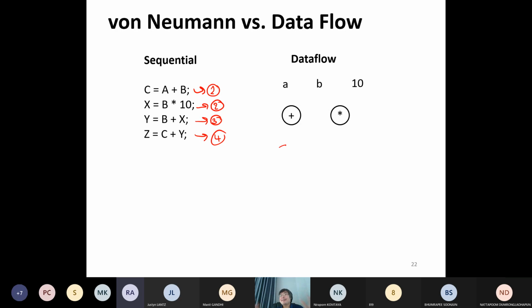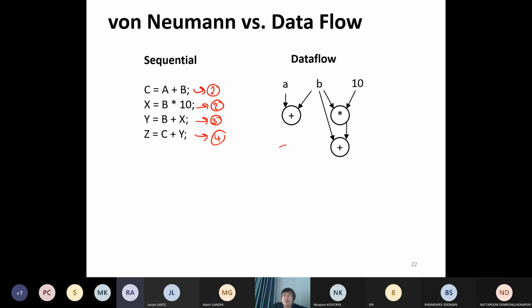Yes, right? So that's the beauty of the data flow model. These are independent operations, so I can run them in parallel, right? You do both at the same time. What's the next command? The next command relies on B and X, right? So we have both B and X, which is B multiplied by 10. So you can do that.